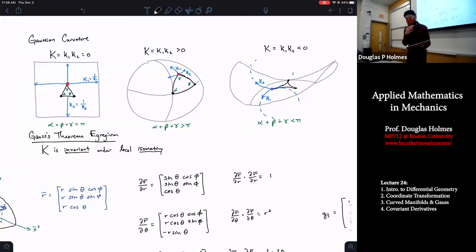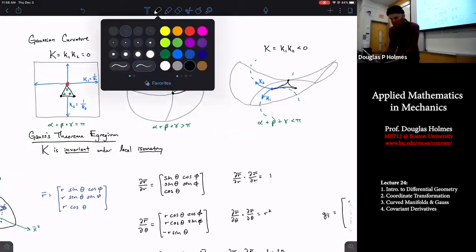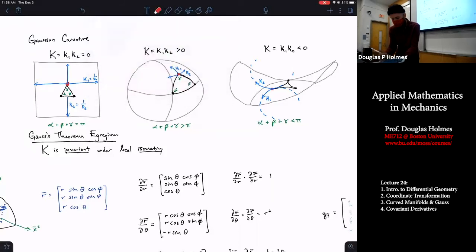Let me say this another way. An isometry is a deformation that does not stretch a surface.